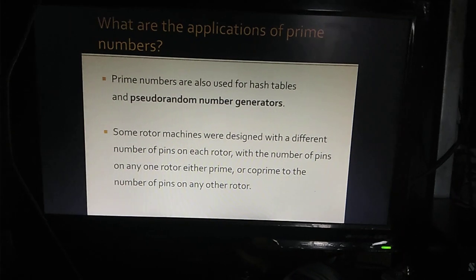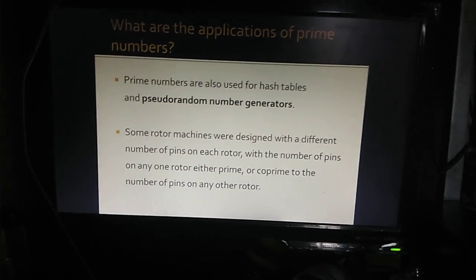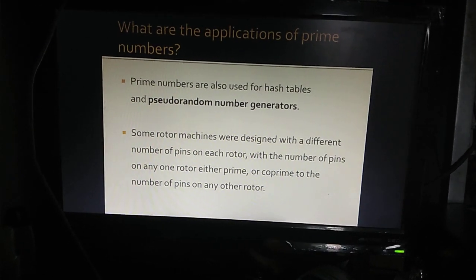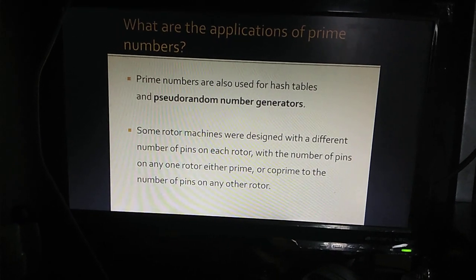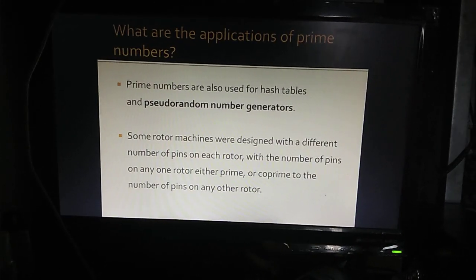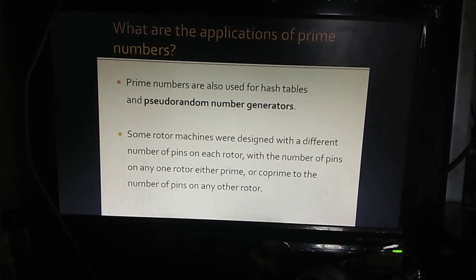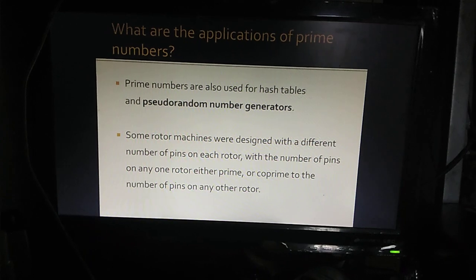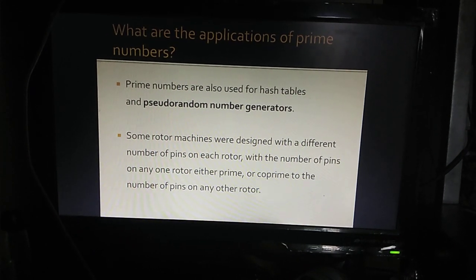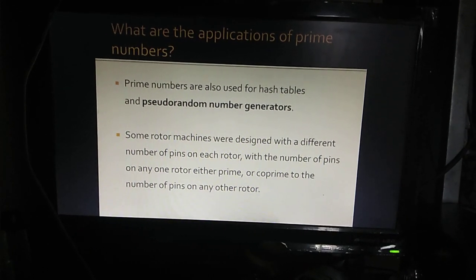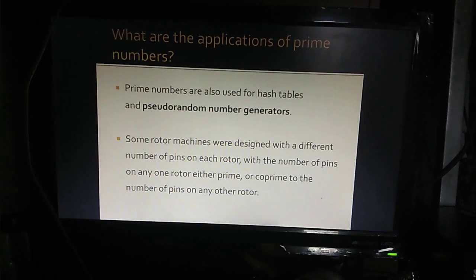What are the applications of prime numbers? Prime numbers are also used for hash tables and pseudo-random number generators. Some router machines were designed with a different number of pins on each router, with the number of pins on any one router either prime or co-prime to the number of pins on any other router.